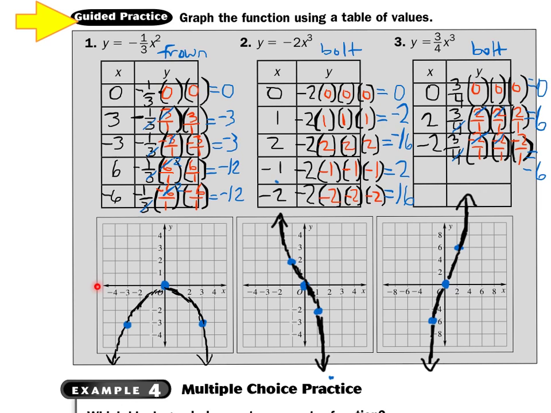So I'd start at the origin, go to the left, negative 6, and go way, way, way down. And I just did that so you could sketch it. So when you sketch this parabola, remember, it's a frown. It's going to point down. Okay, take a look at number 2.